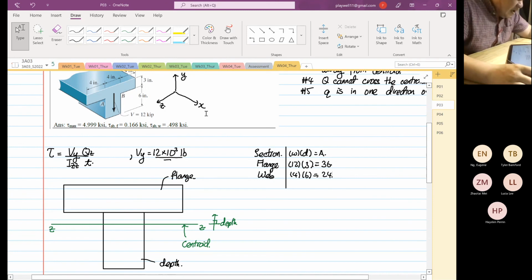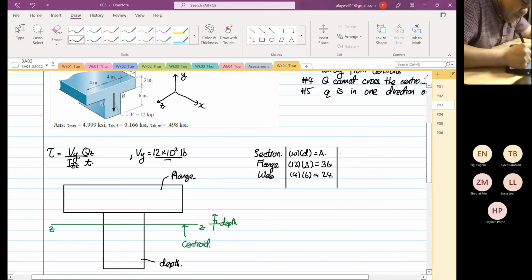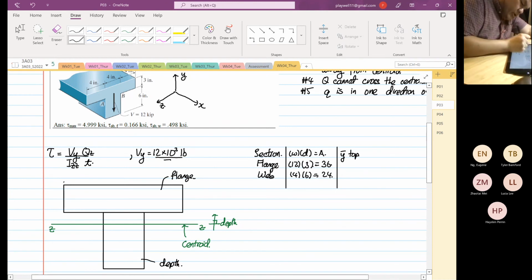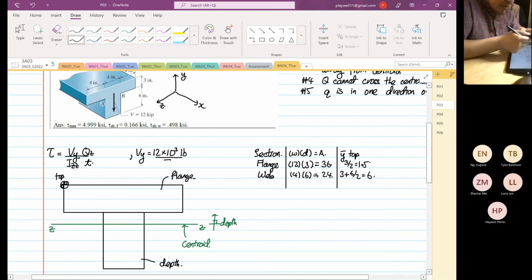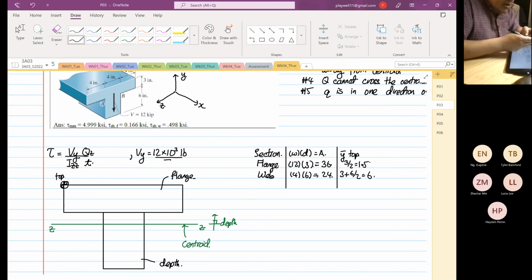Okay, then it's up to you where you want to take your datum for your y bar. So I'm going to take my y bar from the top. So this is what I mean, the datum from the top. So this is 3 divided by 2, it's 1.5. This is 3 plus 6 divided by 2, which is equal to 6. Yep, 3 divided by 2 is 1.5. 3 plus 6 divided by 2 is 6.